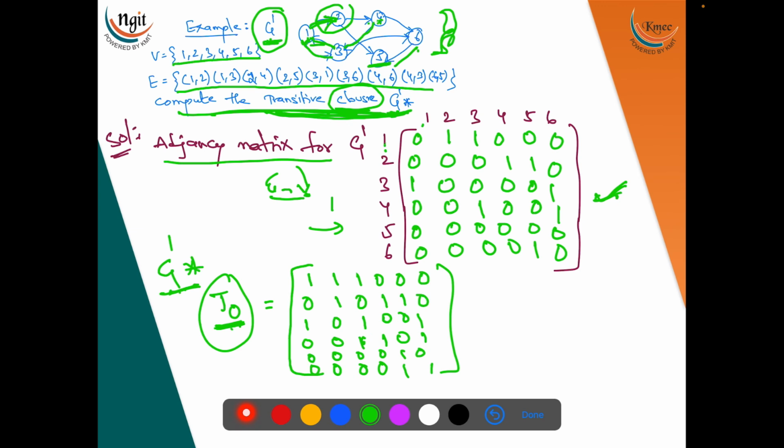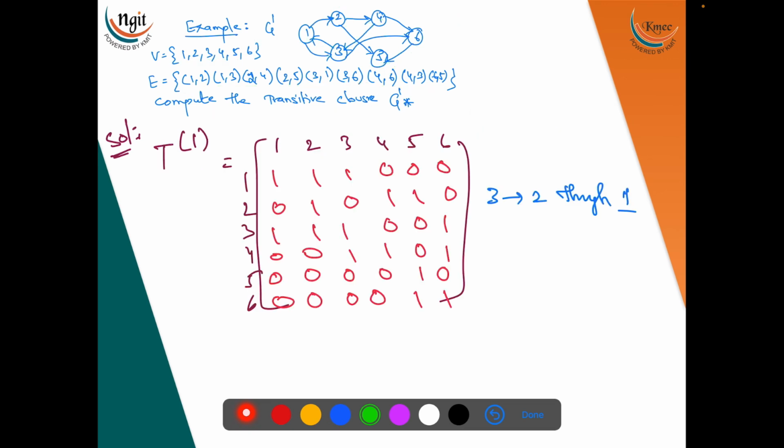First transitive closure, T0. Whichever vertices are reachable are marked as 1. Now let's find out T1. T1 means, here I wrote 1, so 1 indicates that vertex 1 is the intermediary vertex used to reach any other vertex.